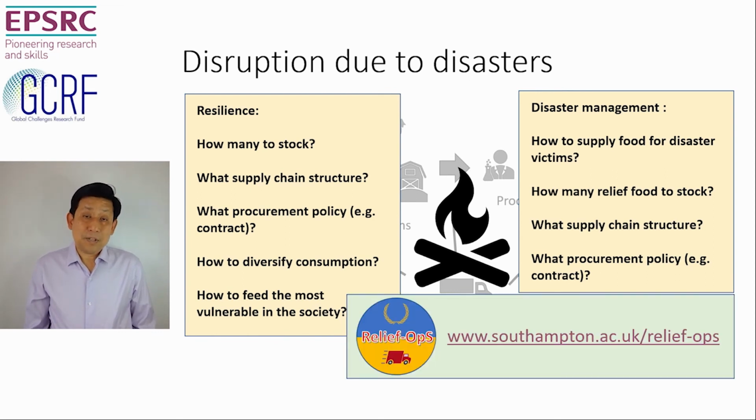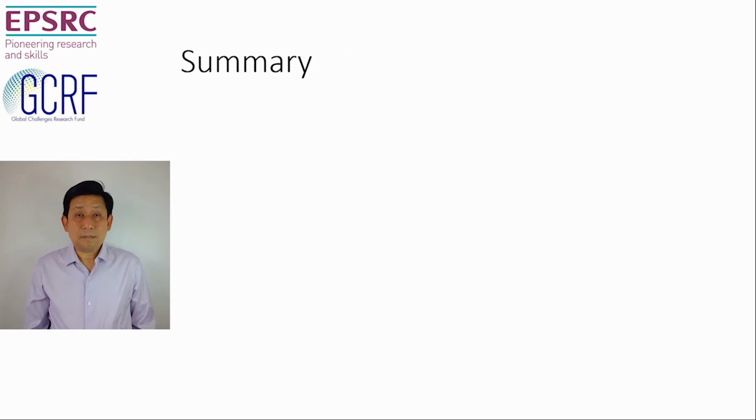Our team at the University of Southampton is working on a project called Relief Ops. More detail about this project can be found from this link. In this project, we are addressing the issue of designing a resilient food supply chain for natural disasters.